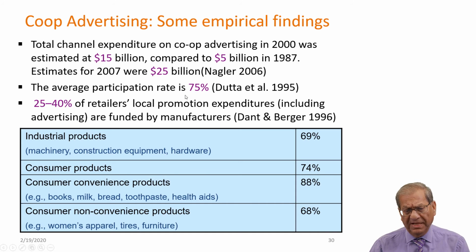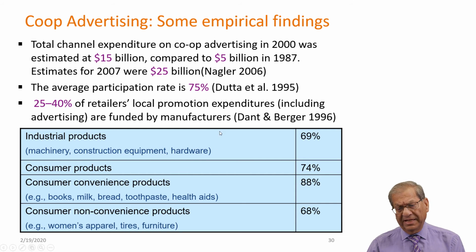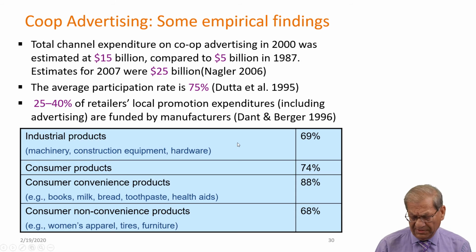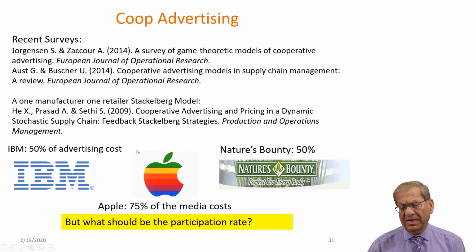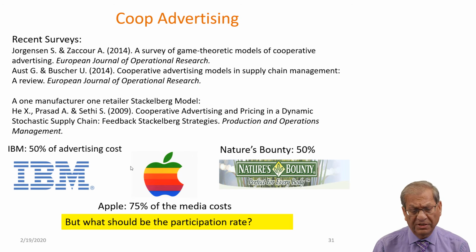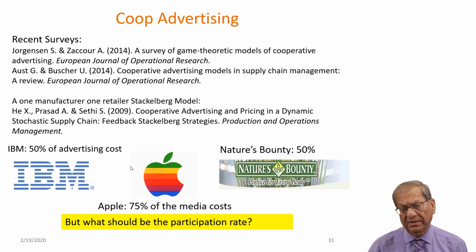And the average participation rate is 75%. As you can see in this table, there is a different participation rate for different kinds of products. There are a number of surveys on cooperative advertising which I've listed, and we can see here that IBM gives 50% of the advertising cost, Natural Bounty is 50%, Apple 75%. So the rate at which the manufacturers share depends on the market and industry. And the question that we would like to know is what should be the optimal participation rate? This is the question that we're going to answer in the next 2 papers.